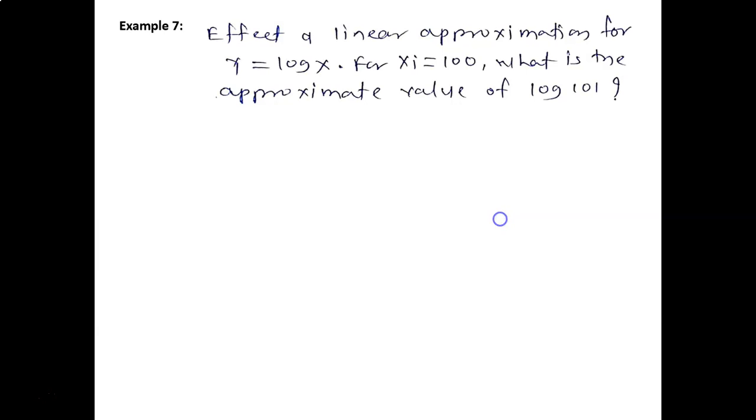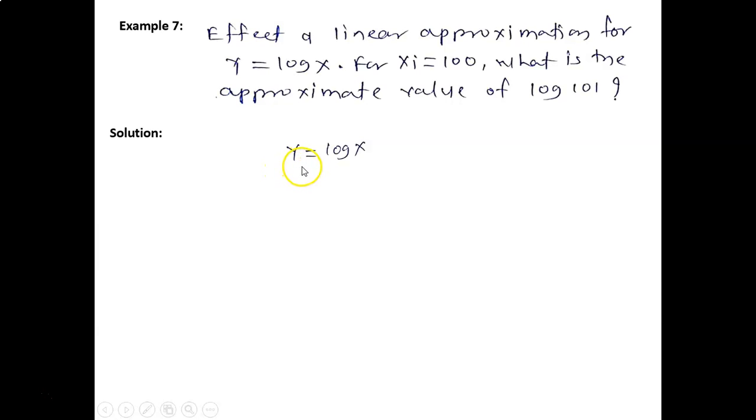Example 7. Find a linear approximation for y is equal to log x for xi is equal to 100. What is the approximate value of log of 101? In this problem they have given one equation, that is y is equal to log x. They have given xi is equal to 100 and value of x is equal to 101. Therefore, solution.